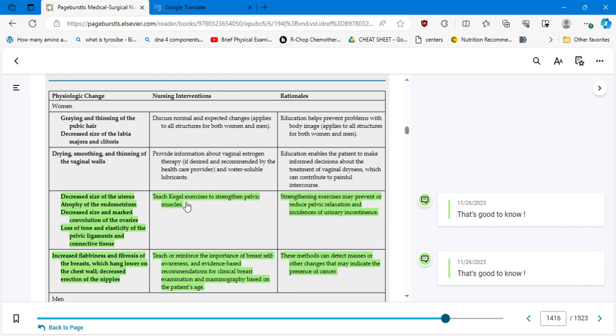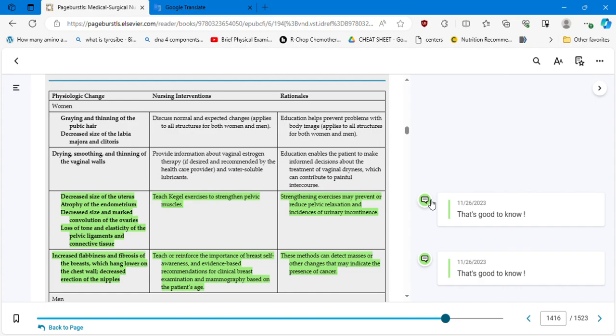So what are your nursing interventions? Because of these changes, especially the loss of tone and elasticity, you want to teach the patient the Kegel exercise to strengthen the pelvic muscle. And this will prevent or reduce the pelvic relaxation and incidence of urinary incontinence. And that's good to know.